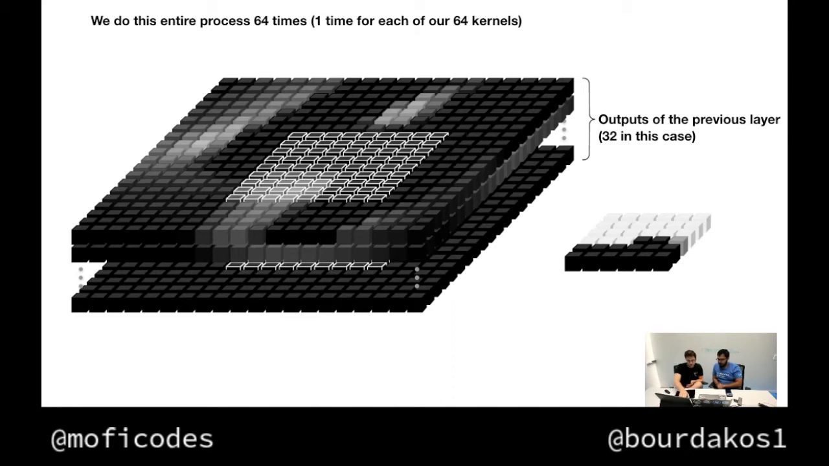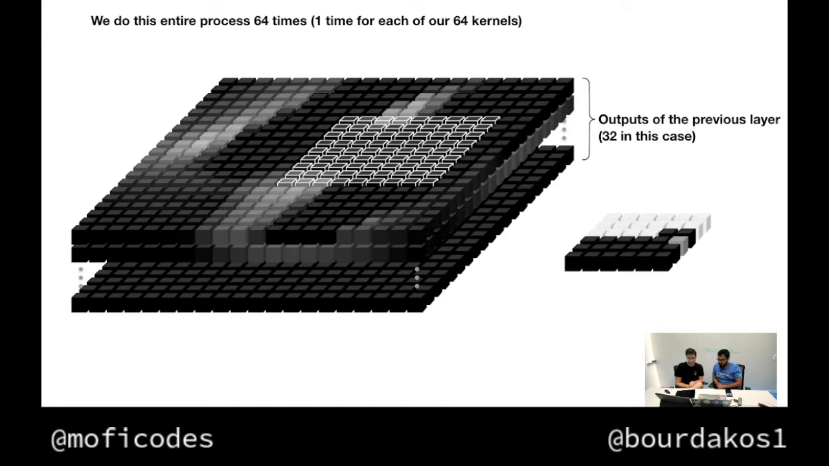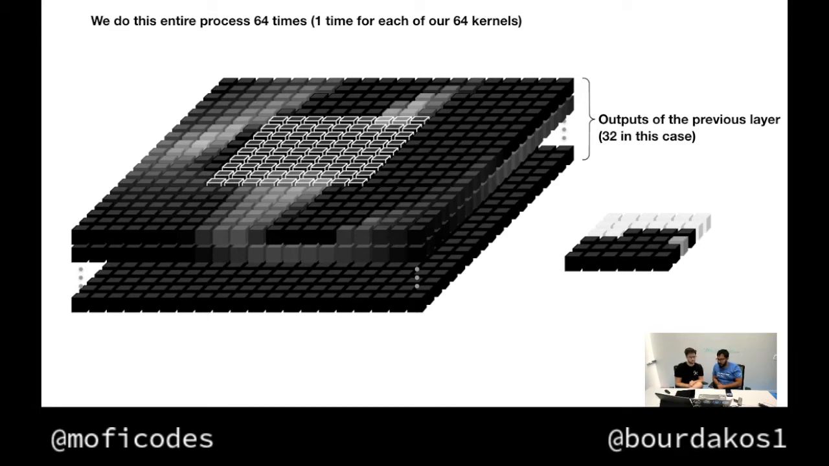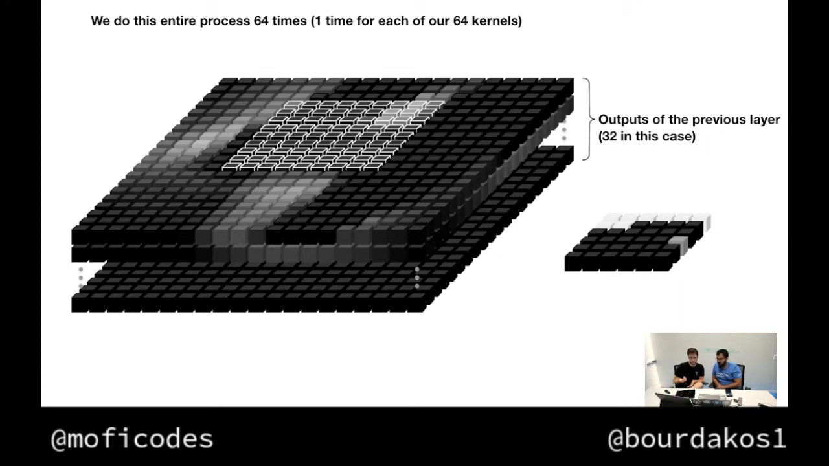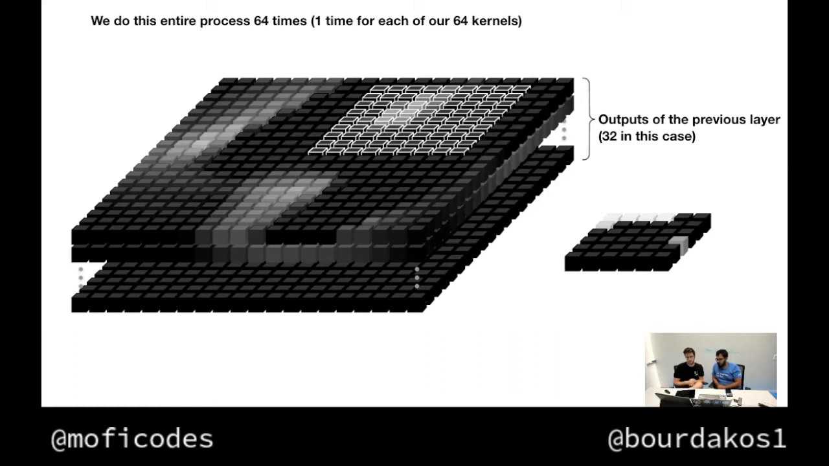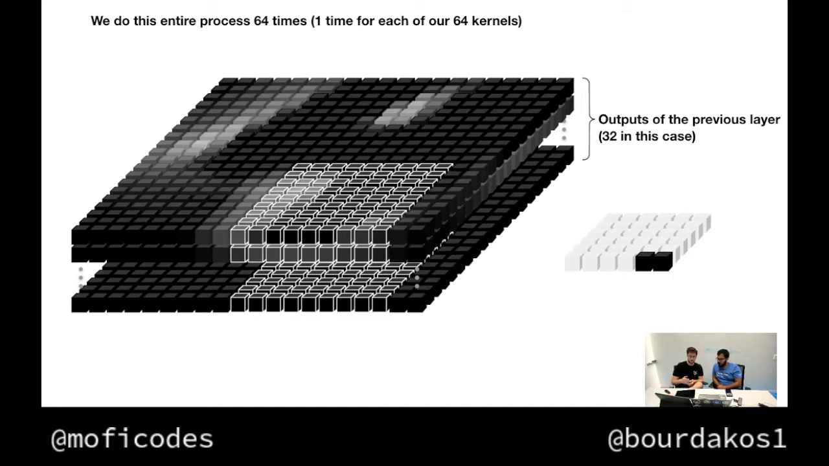I'm not sure how wide this one is. It looks like 8 or 9 or something. A convolution kernel is usually an odd number, usually 9. In our example, that would only be 3, but this one was a much bigger kernel. And then we do this 64 times, once for each of our 64 kernels, and we end up with 64 of these outputs.